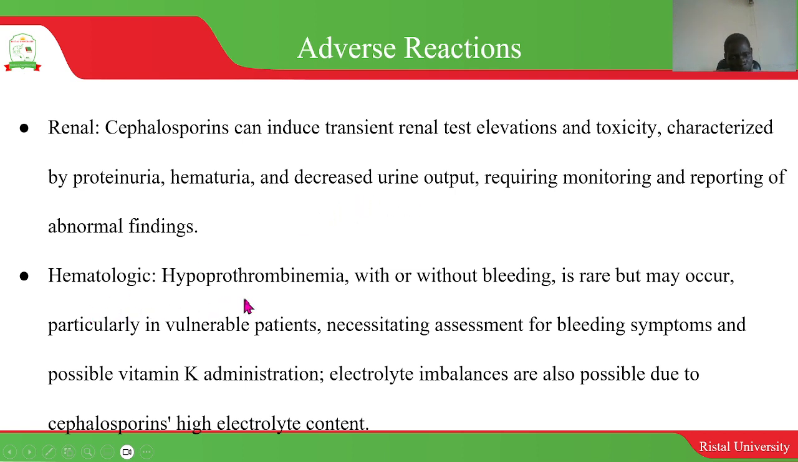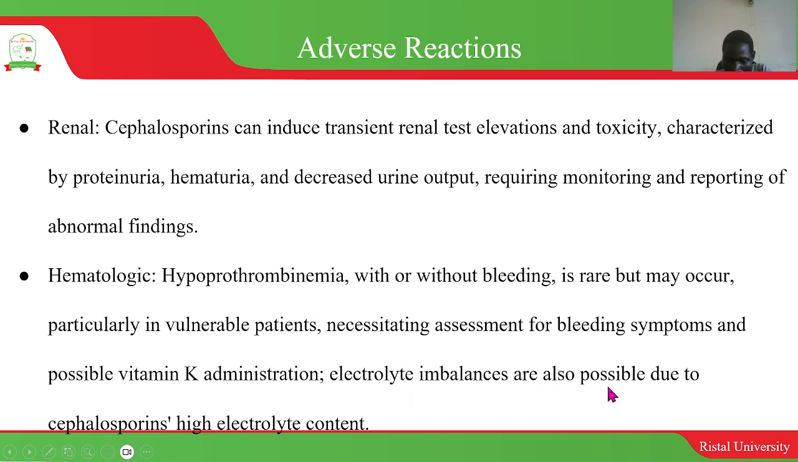In hematologic, there is what we call hypoprothrombinemia, that is reduction in the levels of prothrombin, with or without bleeding. It's rare but sometimes occurs, particularly in vulnerable patients, necessitating assessment for bleeding symptoms and possible vitamin K administration. We know that vitamin K is a drug that can counter the effects of hypoprothrombinemia.